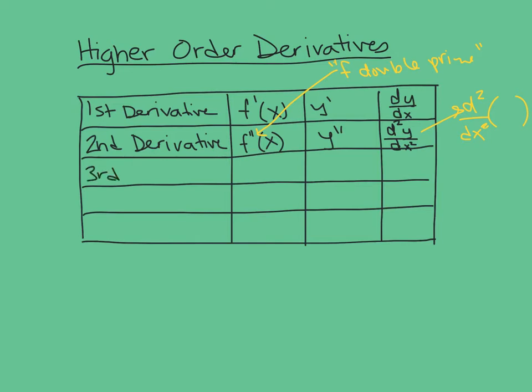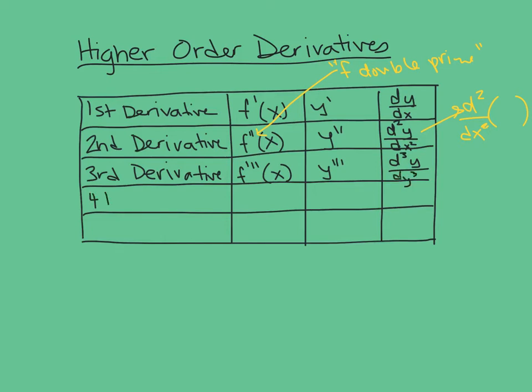So third derivative is pretty similar to the way the second derivative is, except that we write this as f triple prime and y triple prime, and we're going to put a 3 here instead of a 2.